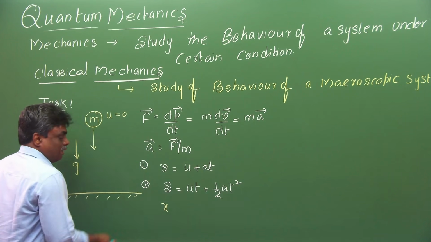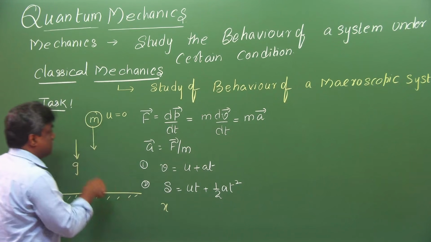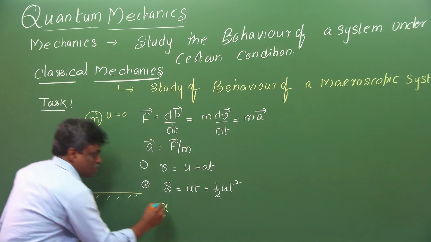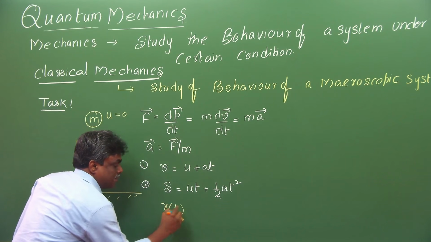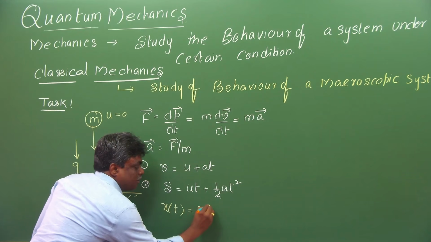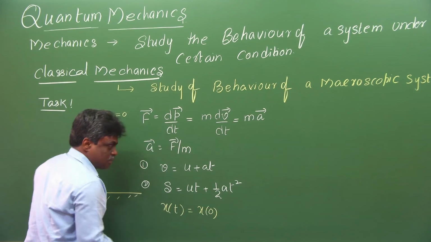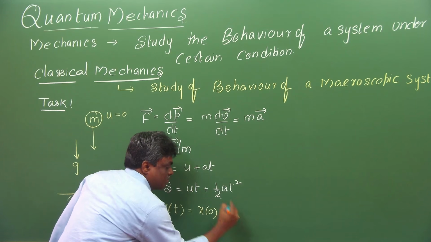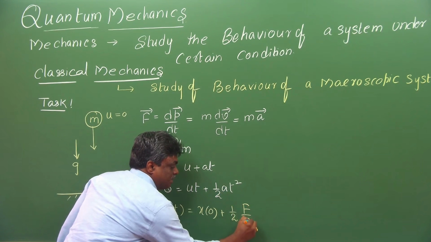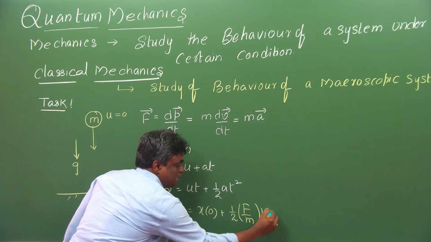Okay, right. I can use the word distance or displacement because this is the straight line motion. So I can say this is the distance after some time t. So I can say ut as the initial one, x of 0 plus half. Acceleration is nothing but what? F by m into t square.